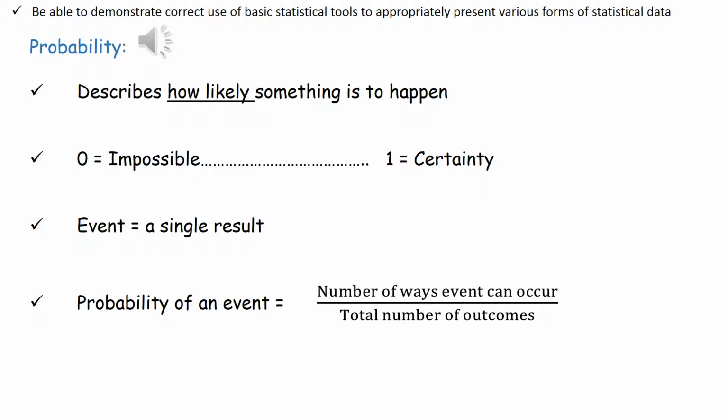We describe probability in relation to events, the probability of an event or a single result occurring, and the probability is calculated by the number of ways a single event can occur compared to the total number of outcomes.